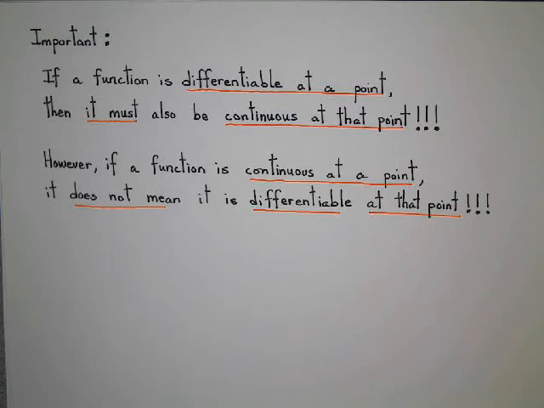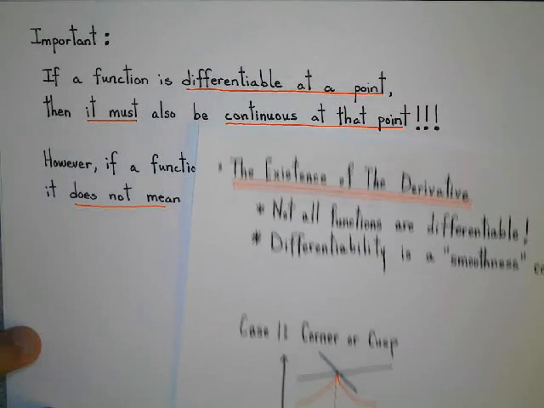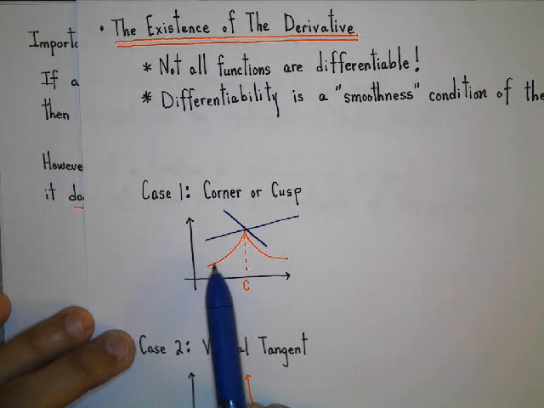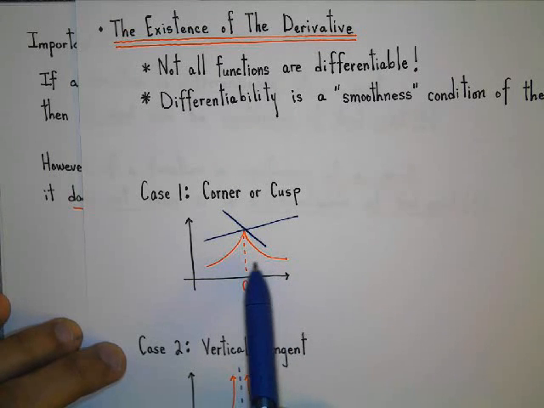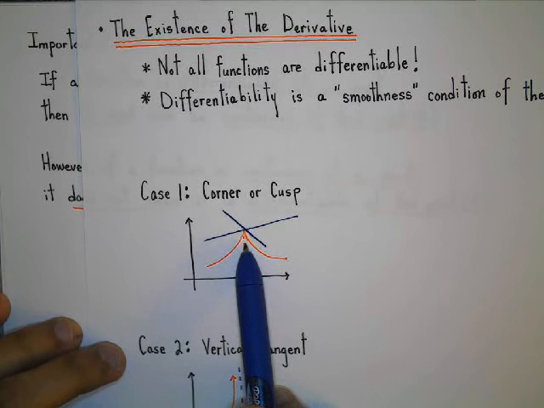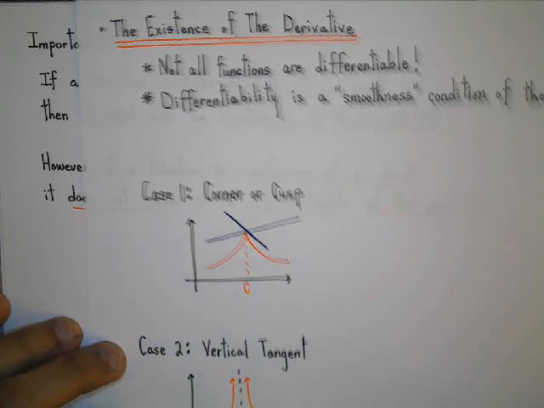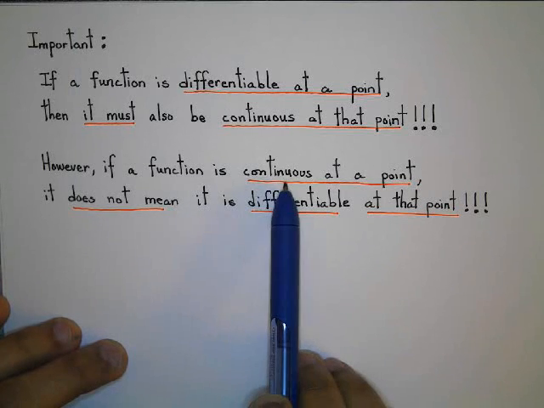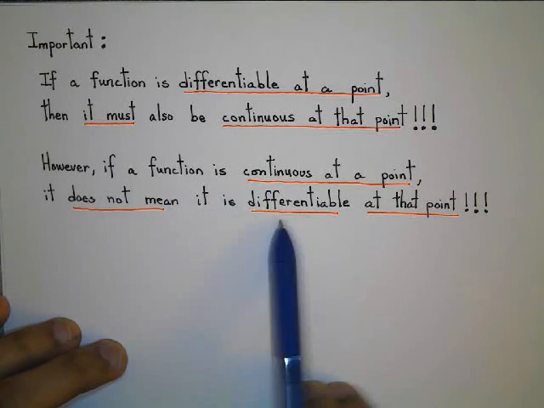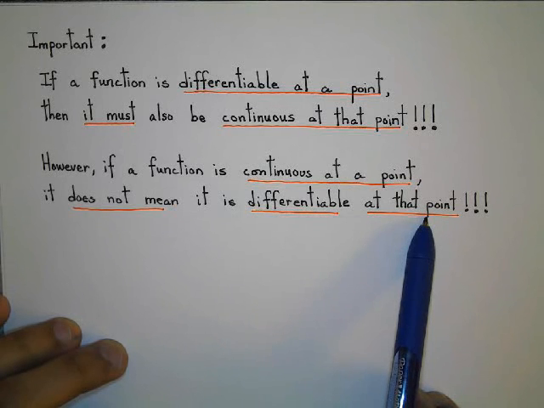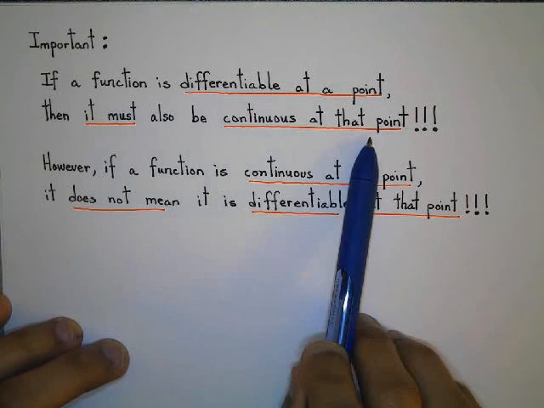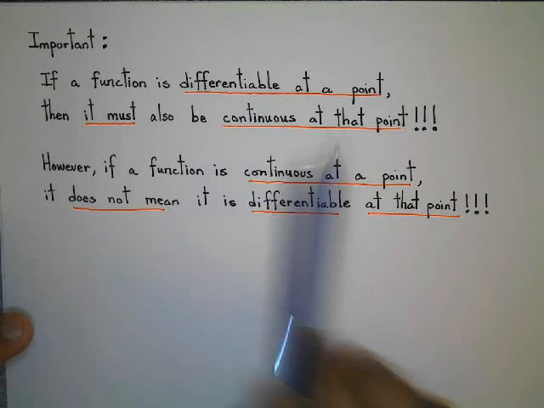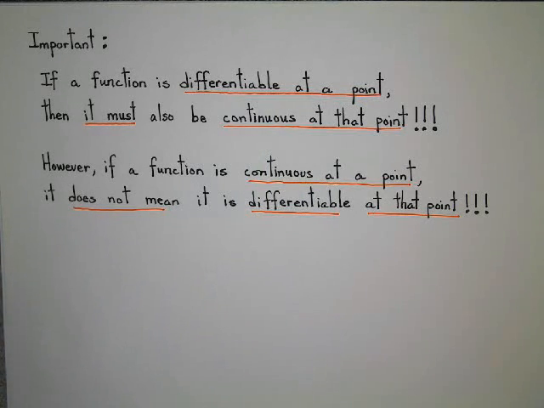An example of that would be case number one. If I pull back up case number one, notice that this function was continuous everywhere. It's even continuous at C. There was no hole or gap at C, but it was not differentiable at C. That's what this is saying: just because a function is continuous does not mean that it is differentiable. However, if we go backwards, if it is differentiable, then it must also be continuous, because that is a requirement.